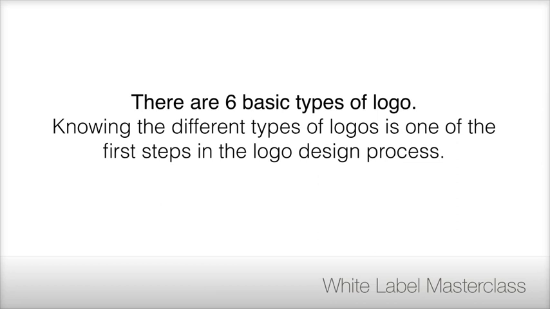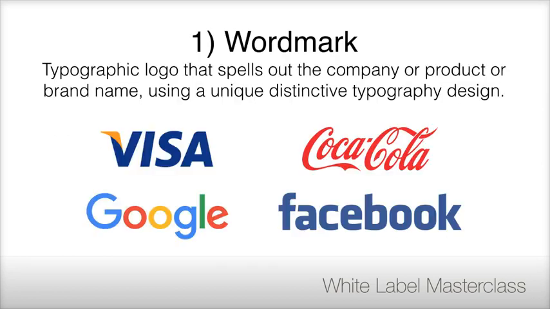There are 6 basic types of logos. Knowing the different types of logos is really one of the first steps in the logo design process. So let's jump in. The first kind of logo is what we call a wordmark. And here I have examples.